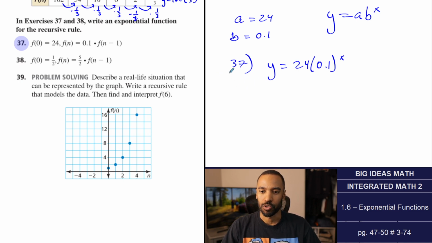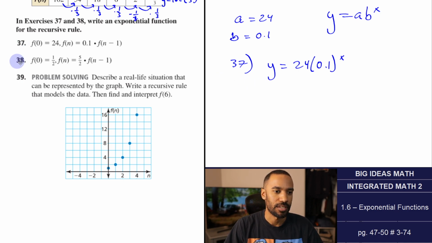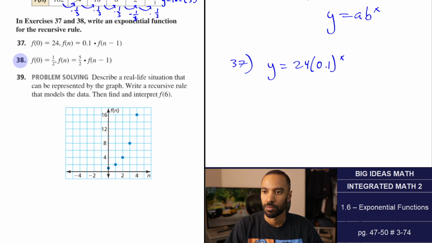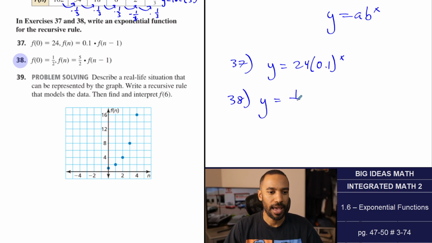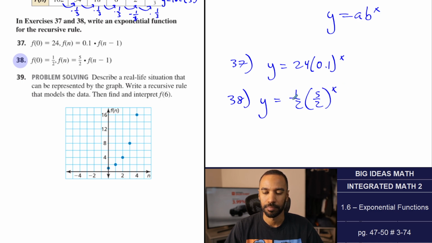And this is f of 0 equals 1 half. Number 38, this is 38. Y equals 1 half times, looks like 5 halves to the x power. That's all. All right, number 39.